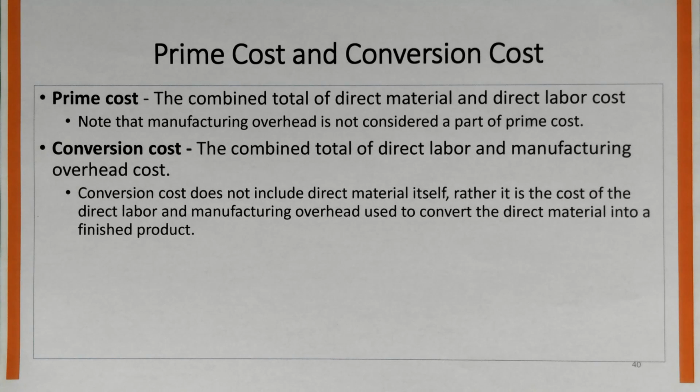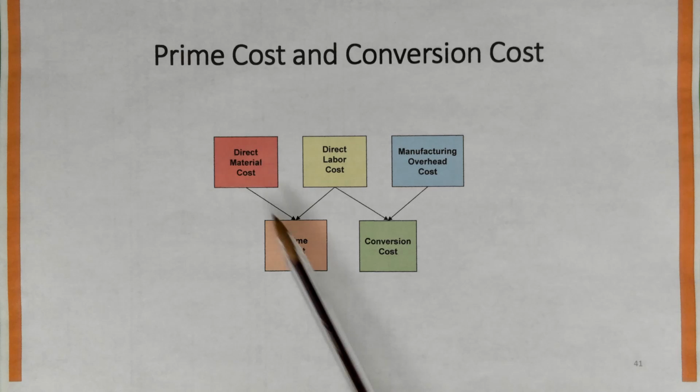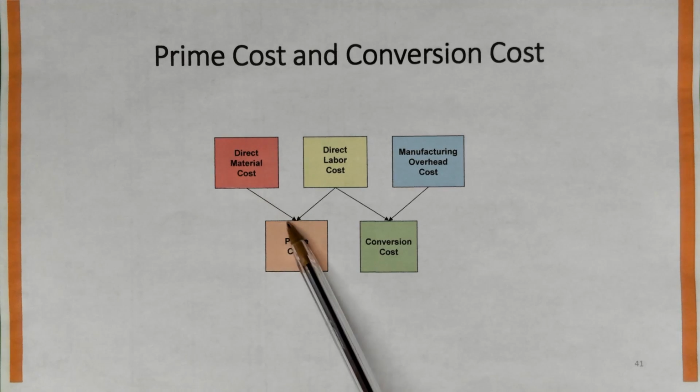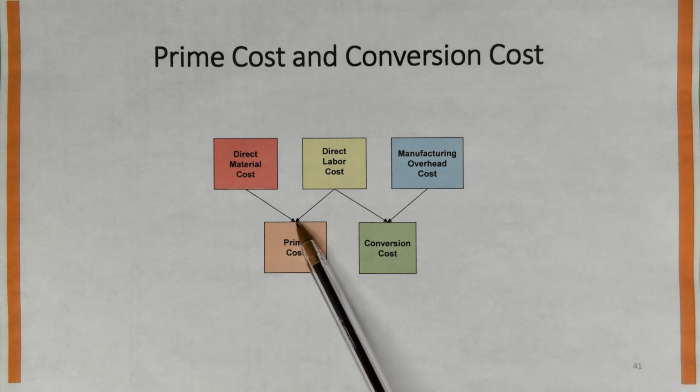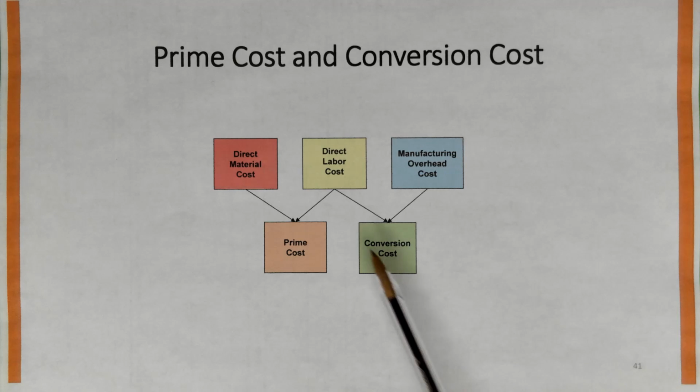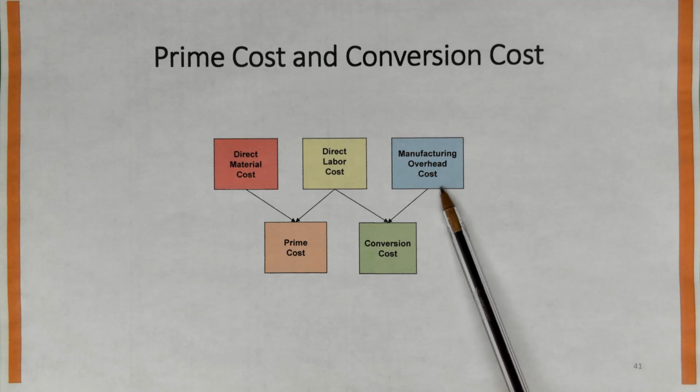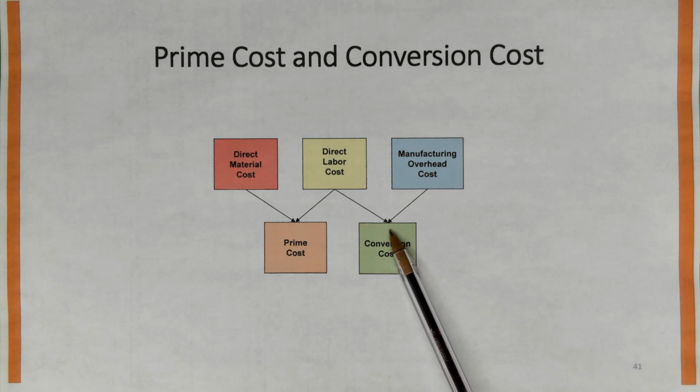Rather, it's the cost of the direct labor and manufacturing overhead used to convert the direct material into a finished product. Prime cost includes direct material and direct labor cost. Conversion cost includes direct labor cost and manufacturing overhead cost.